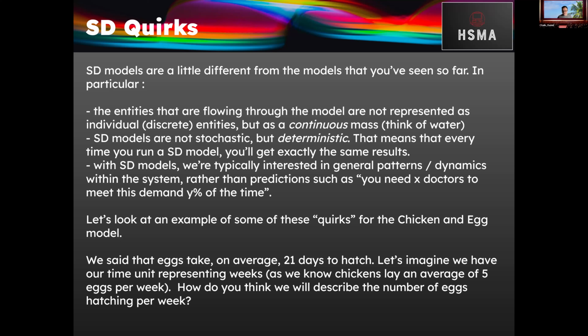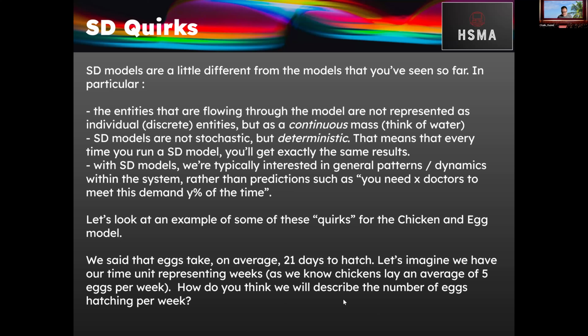An output is more likely to be, we seem to have a problem over here that is causing a problematic increase. And then you may explore and say, well, how do we solve that? You might turn to another modelling method like discrete event simulation to then zoom in on that bit of the system. So let's have a little look at an example of some of these quirks if we're going to build our chicken and egg model.